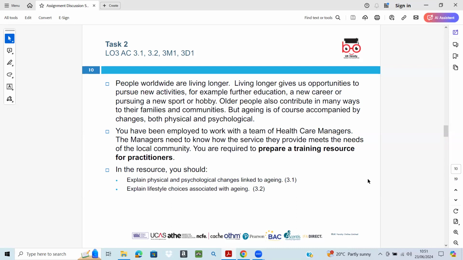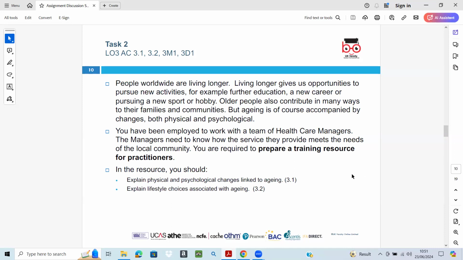We need to explore the various lifestyle choices that older adults can make to maintain health and well-being as they age. We need to discuss the importance of nutrition, physical activity, social connection, mental stimulation, and preventive healthcare measures for healthy aging. We need to address common challenges faced by older adults in making lifestyle choices and provide strategies to support and empower them in making positive decisions.